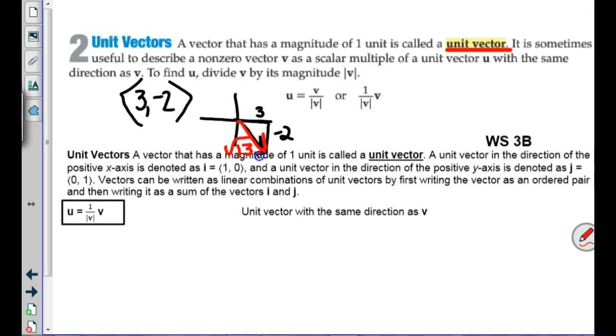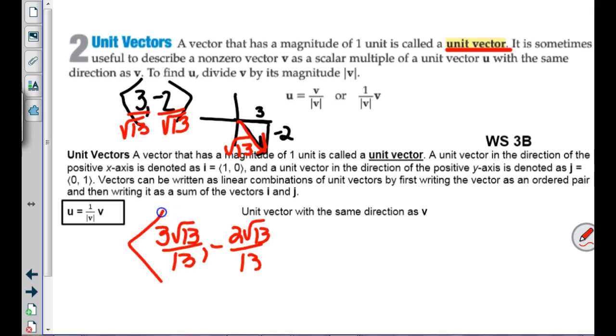Okay, if you wanted to shrink it down so it was exactly 1 unit long, what you'd have to do is divide all of that by square root of 13. So you would divide this by square root of 13 and this by square root of 13, and you'd get 3 square roots of 13 over 13, and -2 square roots of 13 over 13. And this would now be exactly 1 unit long in the same direction, okay?